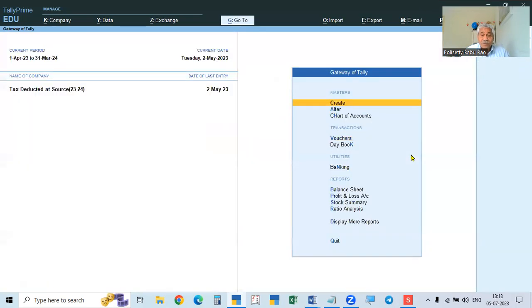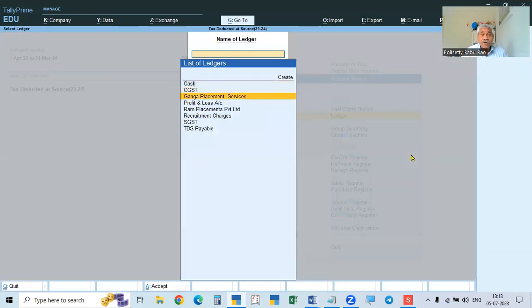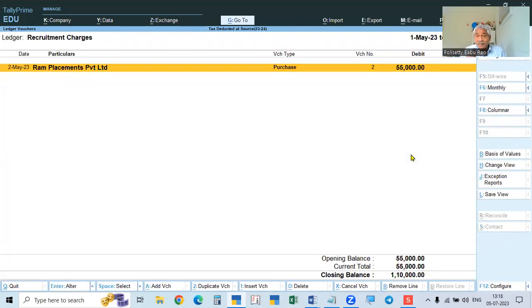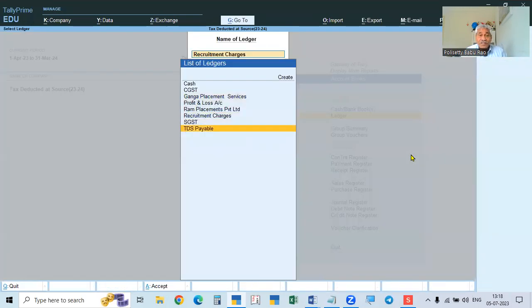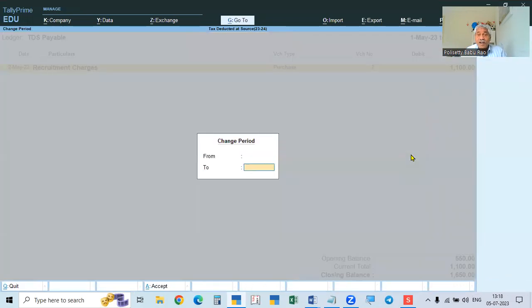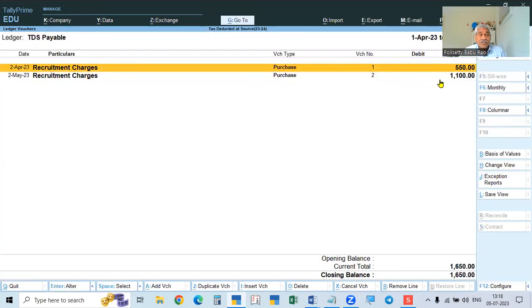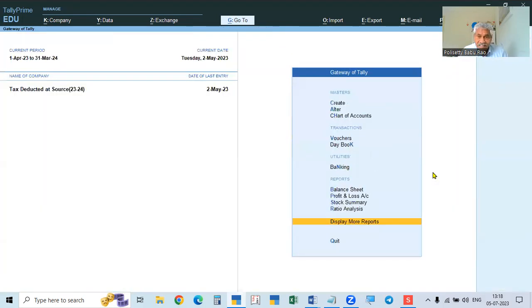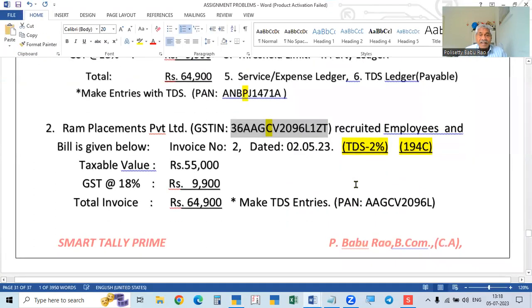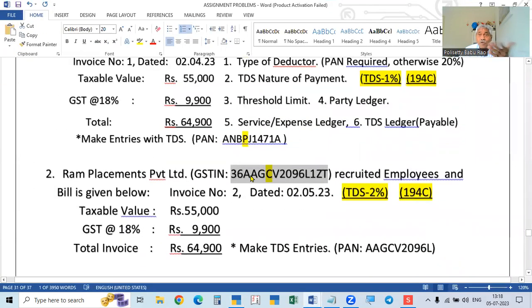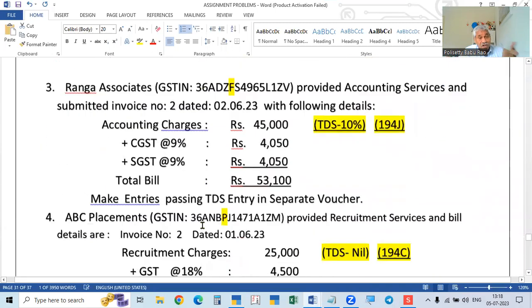So if you go to the party accounts, here, go to this person, the net amount will be shown. Go to this person also, the net amount will be shown. Go to the recruitment charges, then the taxable amount will be shown. So if you go to TDS payable, whatever we deducted, in the first case 550, in the second case 1,100. Okay. So this is payment to contractor. And again, the amount is more than the limit. Suppose if the amount is less than the limit, we give the limit there, that's why it will not deduct. So leave the third one, go to the fourth one.